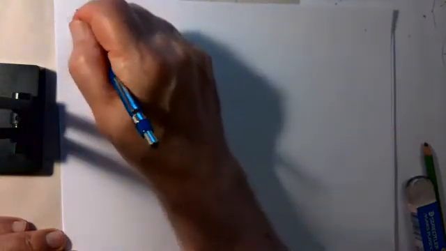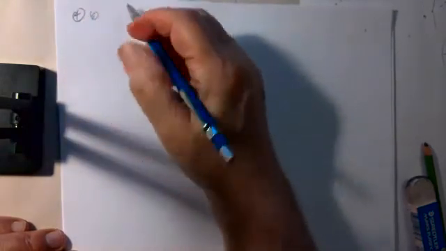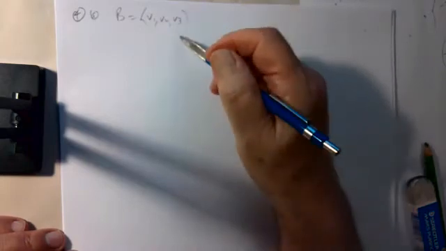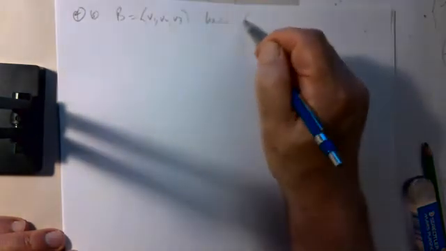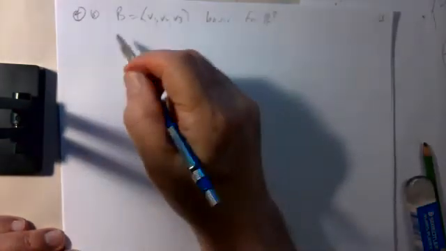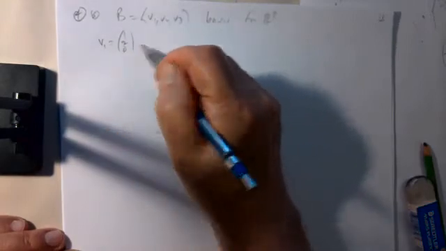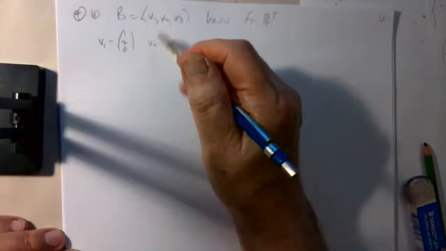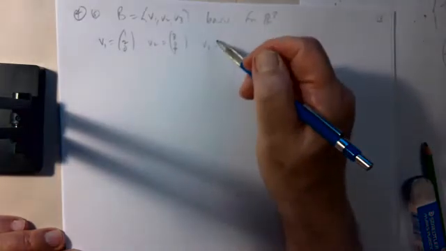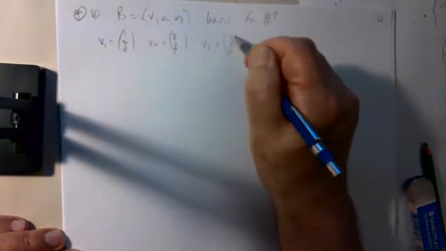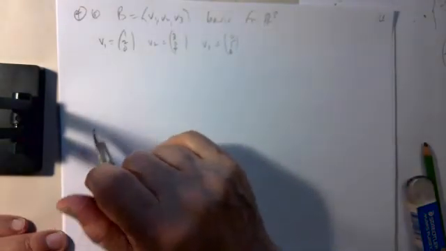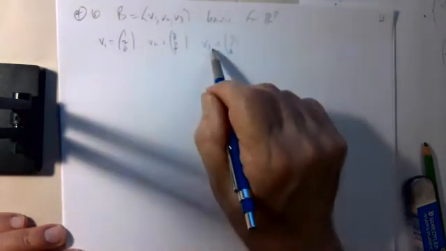Okay, let's look at problem 4. In part A, we have a basis for R3 consisting of the following vectors. V1 is (1, 2, 0). V2 is (3, 0, 4). And V3 is (0, 5, 6). Compute the coordinate vector for (1, 0, 0) with respect to this basis.